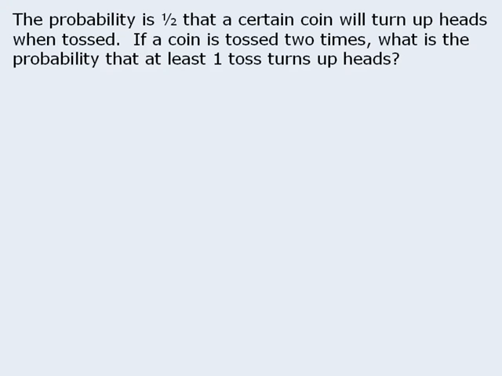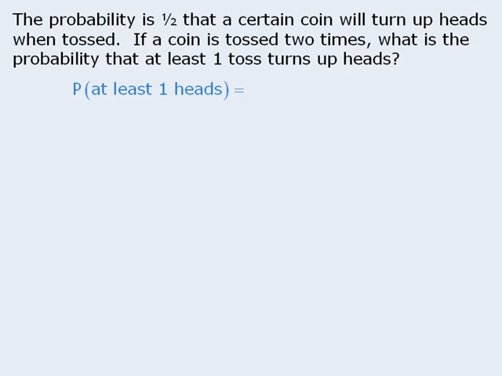Now in this question, we are tossing a coin 2 times, and we want to find the probability that at least one toss turns up heads. So we could rewrite the question as follows. Now while this does summarize the probability that we need to find, it is not obvious which probability formula should be applied here. So let's see if we can rewrite this so that it provides better insight into the solution.